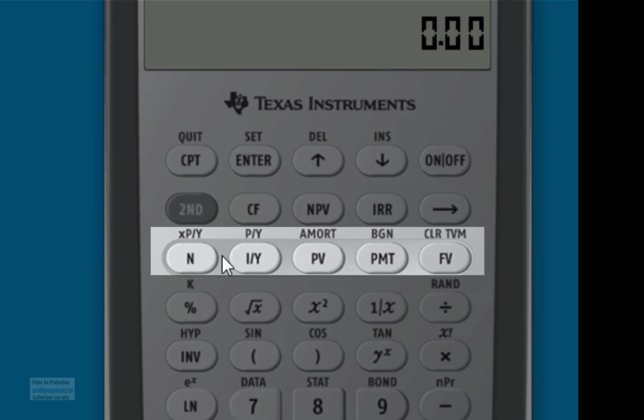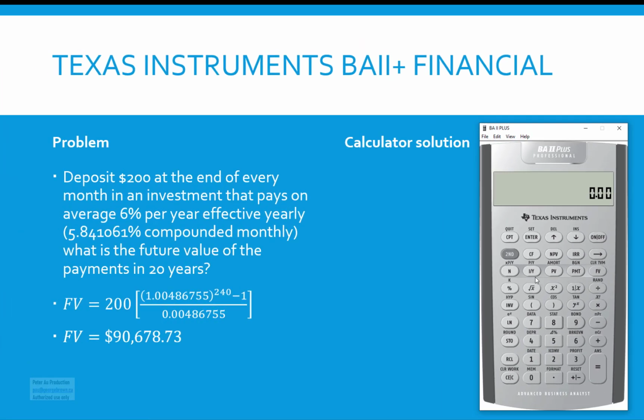The third row of buttons is the TVM, or the time value of money buttons. The N is the number of payments. 12 payments per year for 20 years is 240 payments. 240, and then you press N. The interest per year is 6% per year effective yearly, so press 6 and I/Y. The calculator will automatically convert 6% per year to 5.841061% compounded monthly as per the mathematical solution.